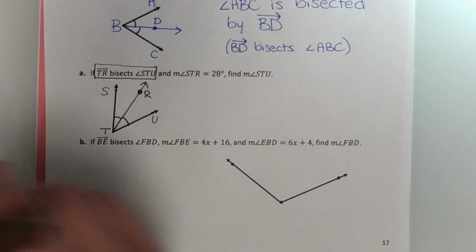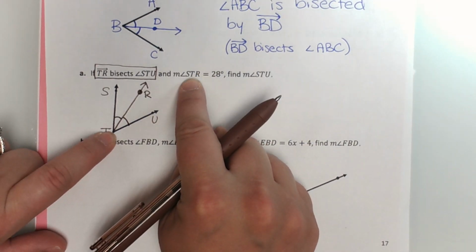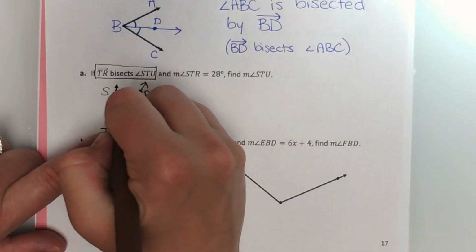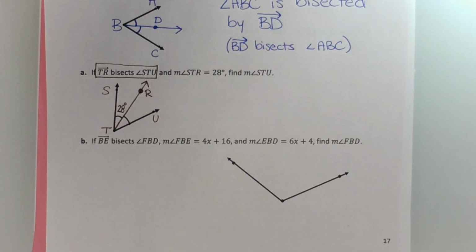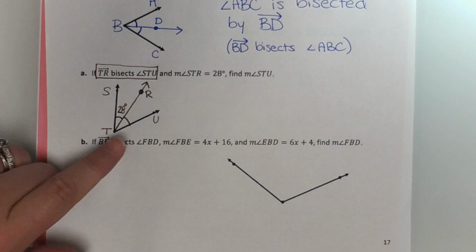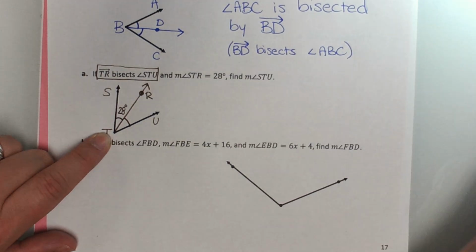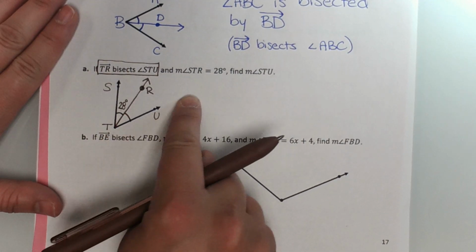Now in this particular problem, we are told that the measure of angle STR, T's the middle letter, goes towards S, goes towards R, that's this one, is 28 degrees. And we are looking to find the measure of angle STU. Is STU the other little one or is it the big one? T's here, goes towards S, goes towards U. Yes, it's the big one. If this is 28, how could we find the measure of the big one?